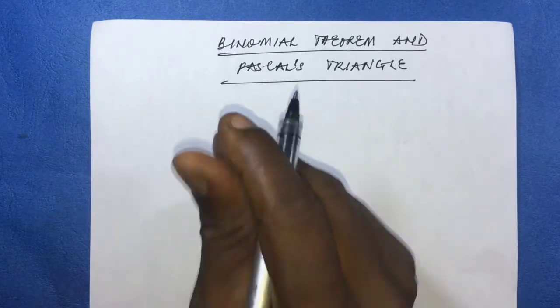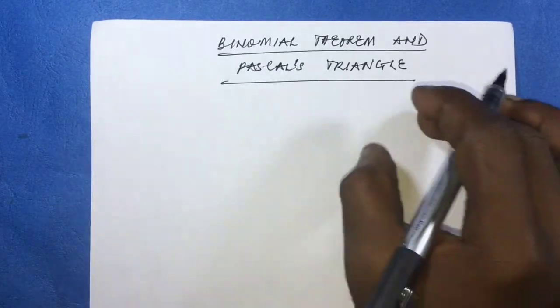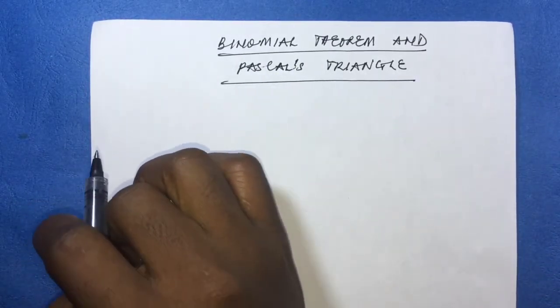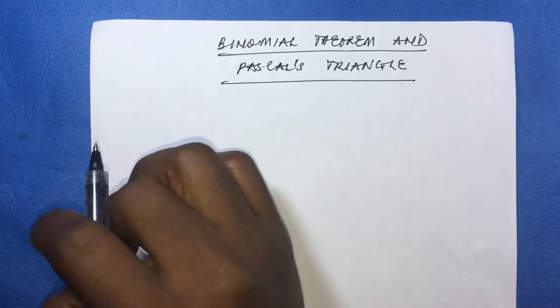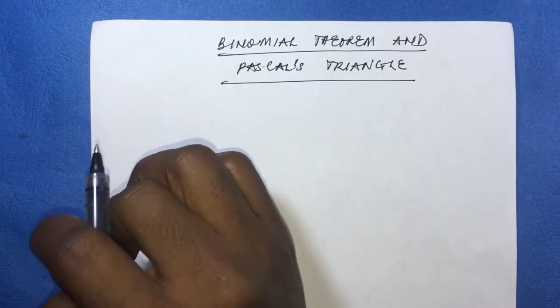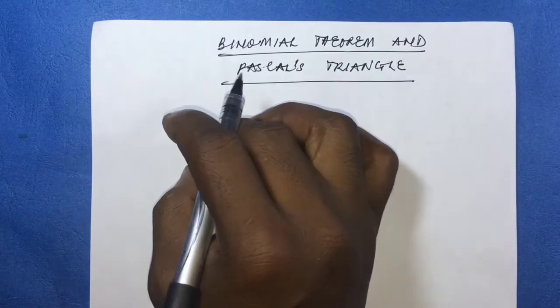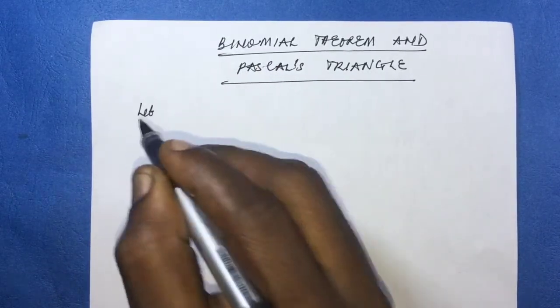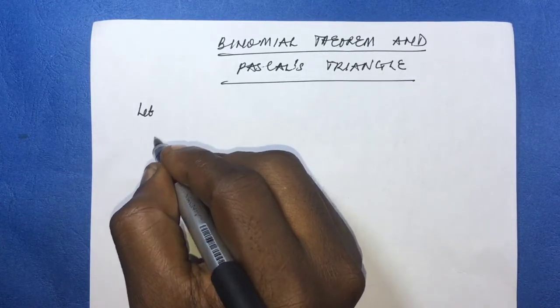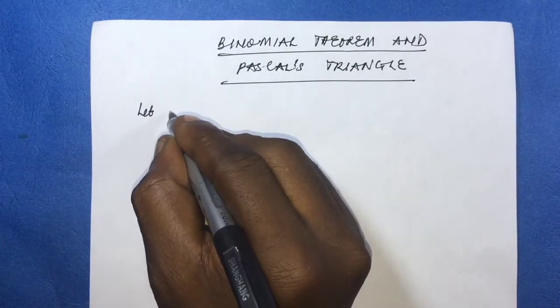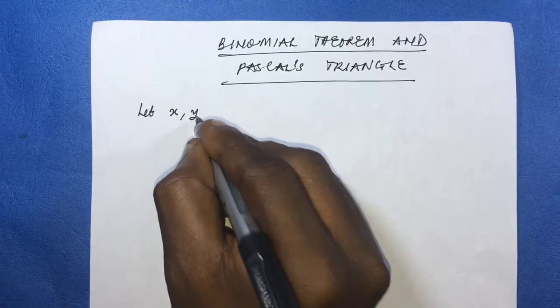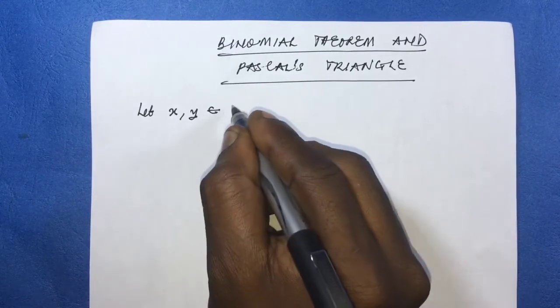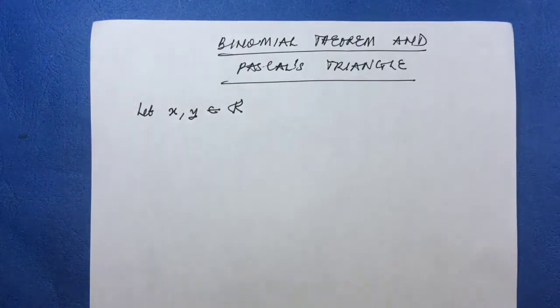Now, the idea of a binomial comes from what is called polynomials. And please, I want you to go back and watch my video on polynomials, okay? It will make you understand in detail what a binomial is. So, let's start with a binomial. For us to start with a binomial, I'm going to choose, say, two letters or variables, x and y, representing real numbers, okay? So let x and y be real numbers.